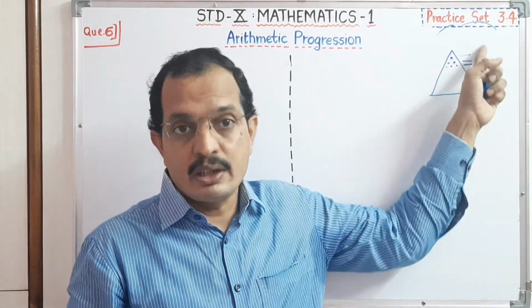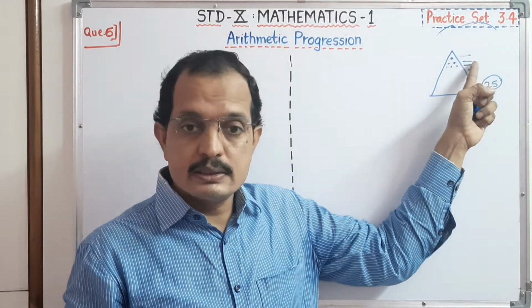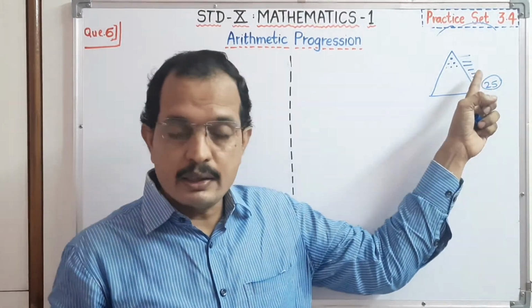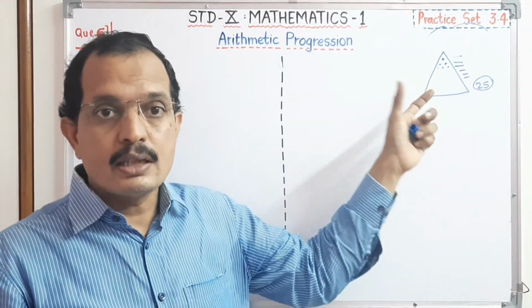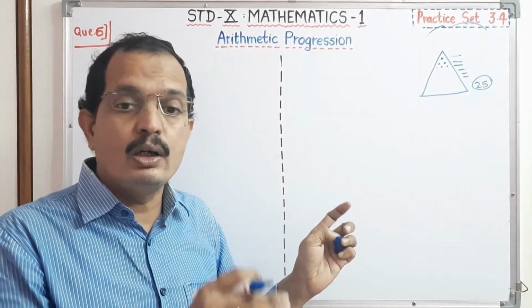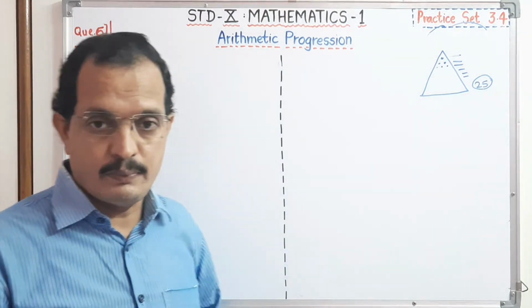That means there are 25 rows. In first row, one tree. Second row, there are 2 trees. Third row, there are 3 trees planted. Like this, how many rows are there? 25, and therefore we have to find out the total number of trees. That means we have to find out S25.